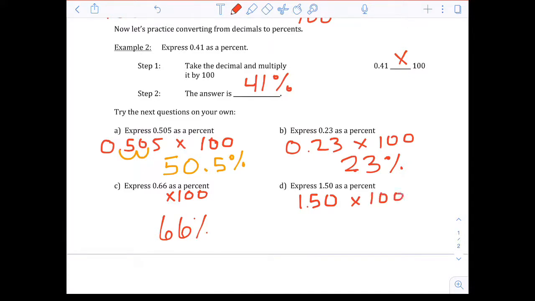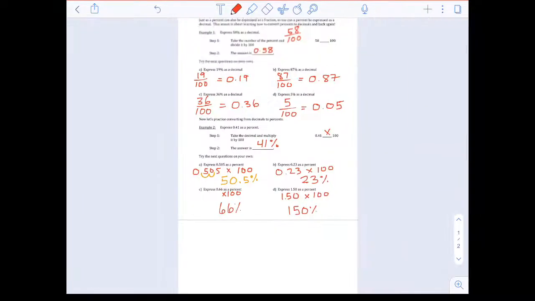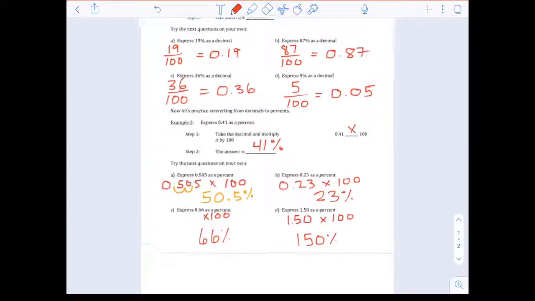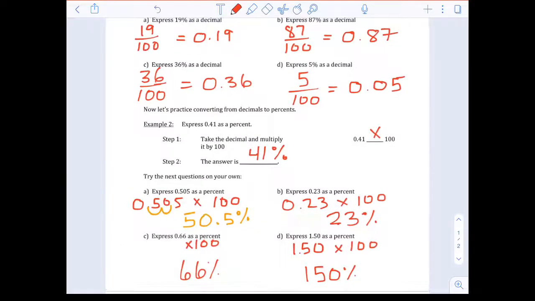So this is kind of a funny one to think about, because usually it's 0 decimal, but 1.5 would be 150%. So that's more than 100%. But that's still possible. And that's that lesson that we have here. So there's a worksheet for that one as well. You can keep working through.